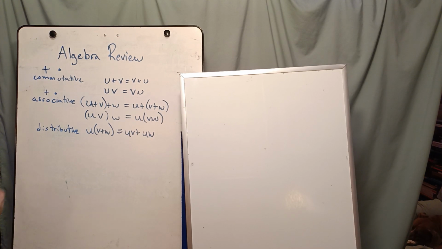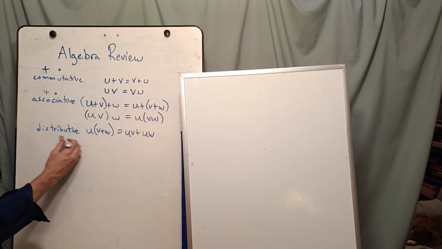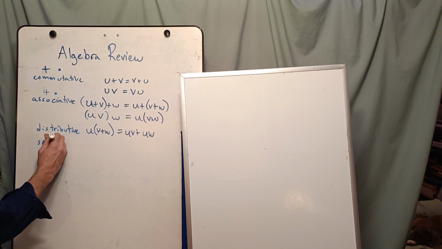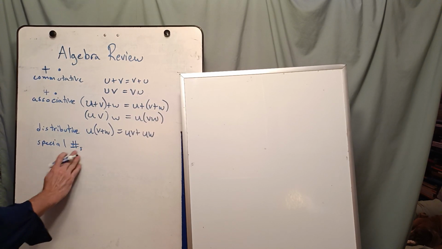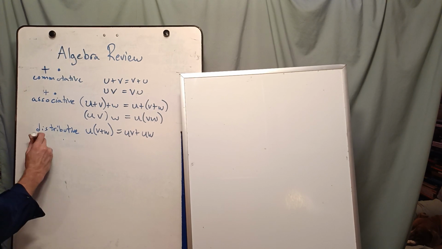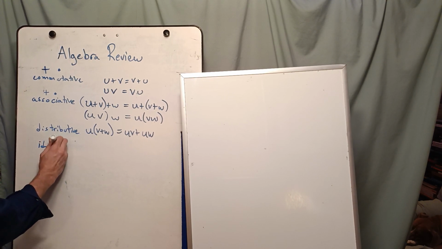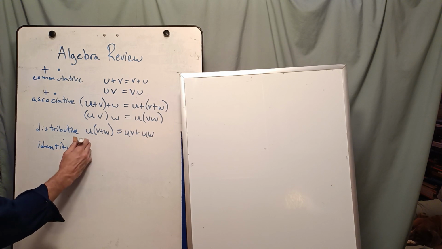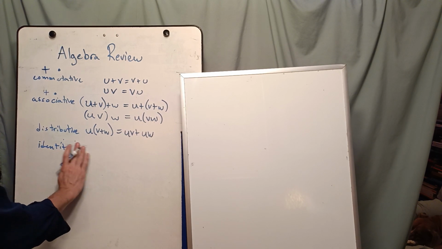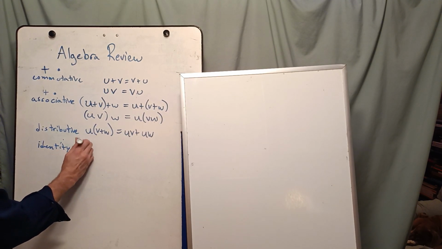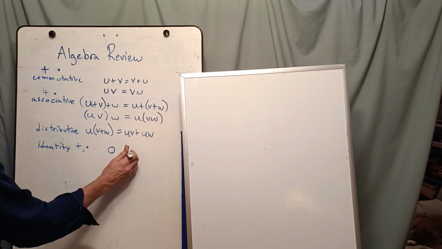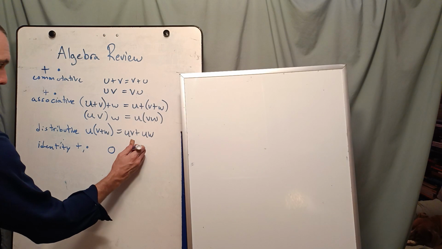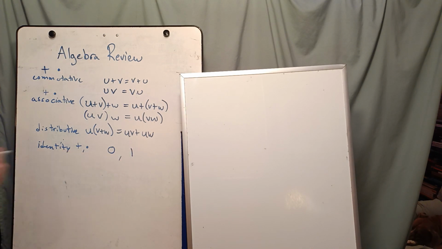Remember that we had special numbers in our algebra system. Specifically, we have an identity number. For addition, that identity number is 0. And for multiplication, it is 1. Adding by 0, multiplying by 1 doesn't change anything.